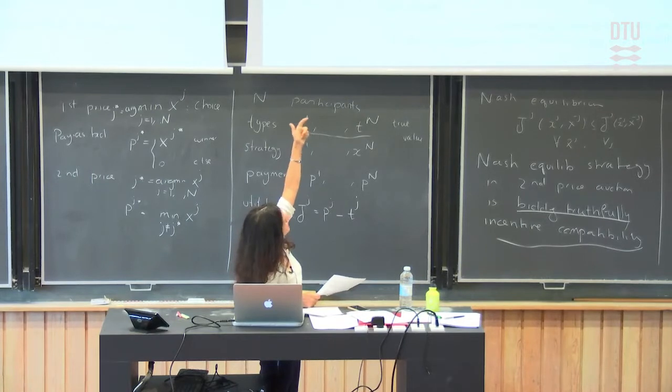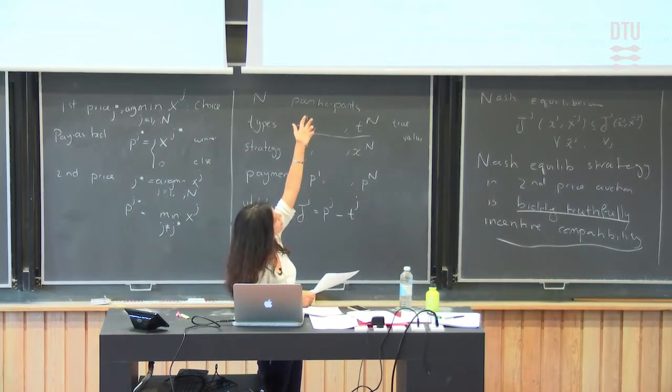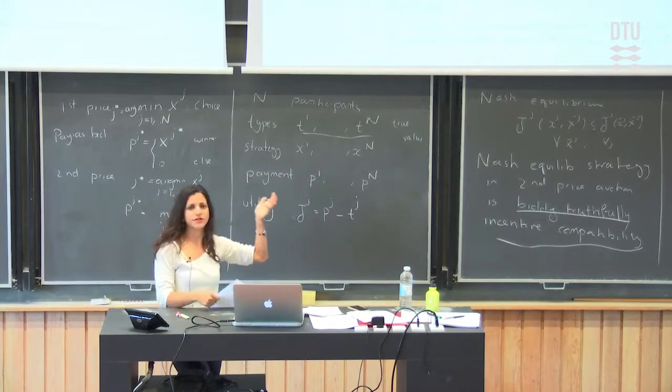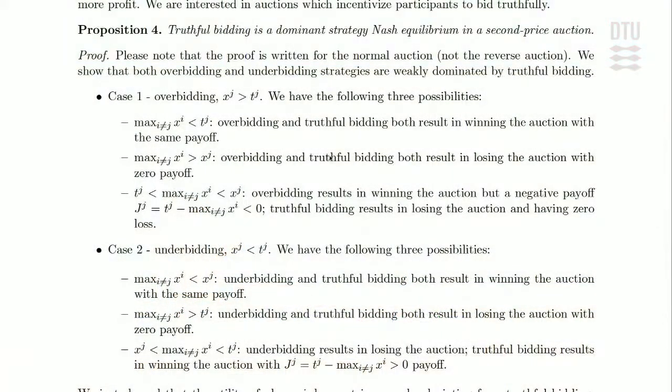Then you can think of three cases. If the second highest bid is less than your true value, then overbidding and truthful bidding both result in winning the auction with the same profit, so you don't have incentive to deviate. If the second highest bid is greater than your bid, then in either case you will lose, so your profit is zero, and you don't have incentive to deviate.